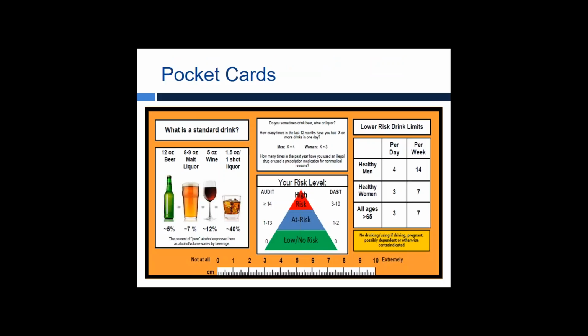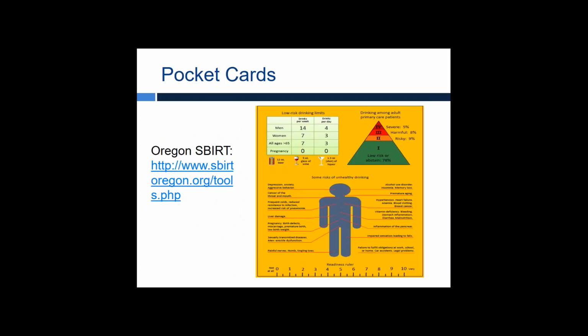And then the pocket cards. This is a wonderful one we use for the National SBIRT ATTC, and so we usually laminate these. We use them in training. We use them in real implementation. It's happening on the ground in practice settings. It's a really nice visual aid, and it's just a nice tool to help facilitate talking about a standard drink, the risk levels for both the AUDIT and the DAST, and what are the low-risk guidelines. And then you have this wonderful ruler at the bottom that you can use for readiness, importance, and confidence rulers. All of these are in the public domain.